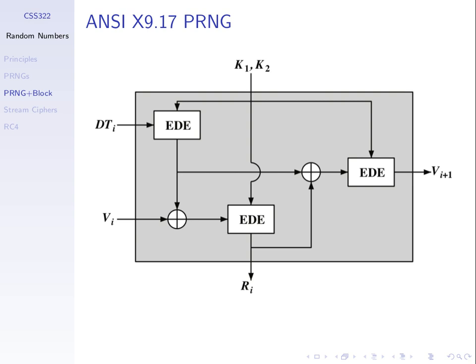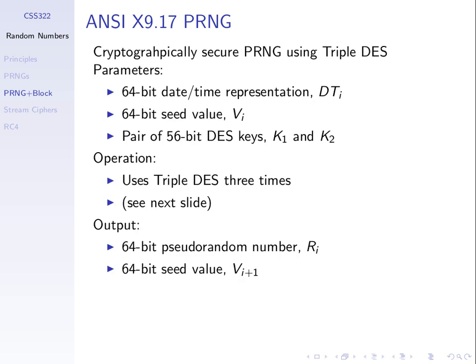We can follow what happens. The date and time is used as the input here. These two keys are the keys here. This is the plain text input, this is the ciphertext output. Plain text in, ciphertext out. And the inputs of the keys are K1 and K2, K1, K2, K1, K2. And we combine them with some XORs. That's considered one way to generate a pseudo-random sequence of values.